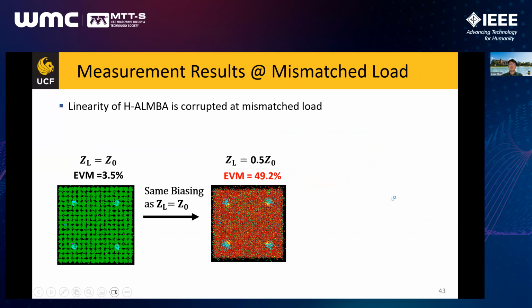And then I'm going to show how this LMBA can be reconfigured to offer good resilience to the mismatch. Here we can see the first is the modulated measurement, the constellation diagram measured at the matched load, where for 256 QAM we can achieve an EVM of 3.5%. But when the load is mismatched, to 0.5 Z0 for example, you can see the EVM is largely corrupted.